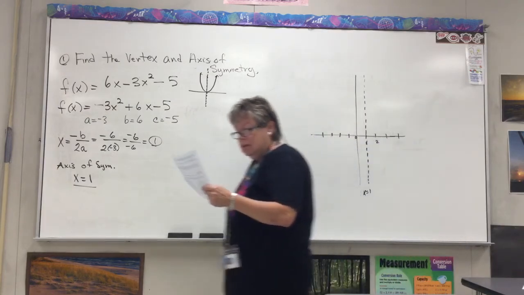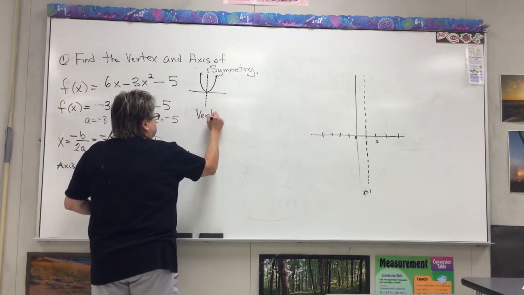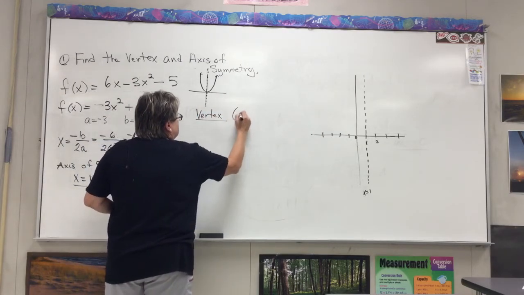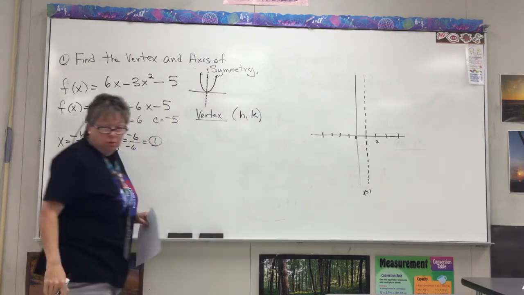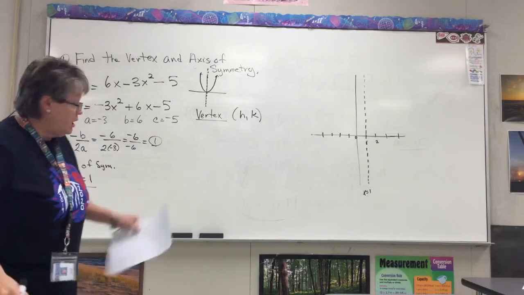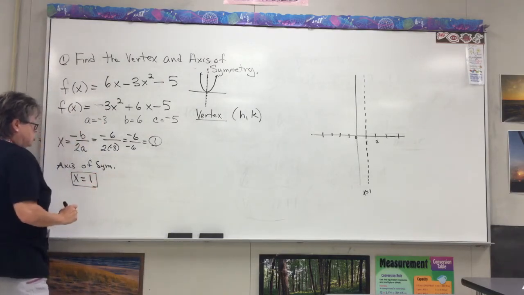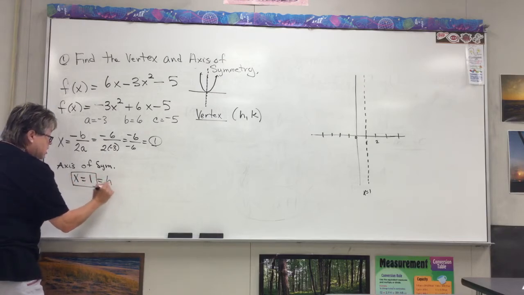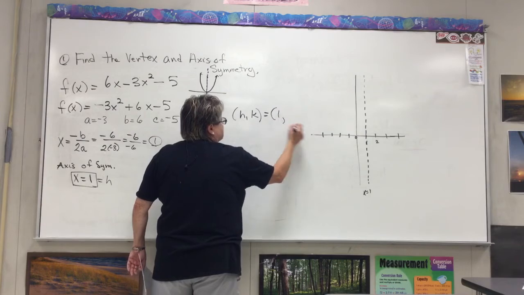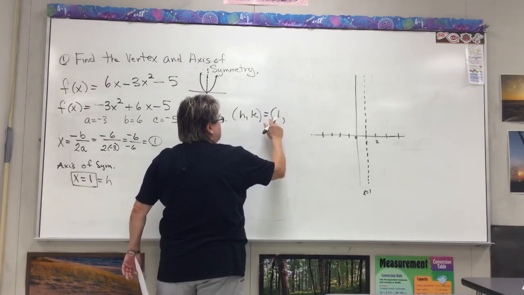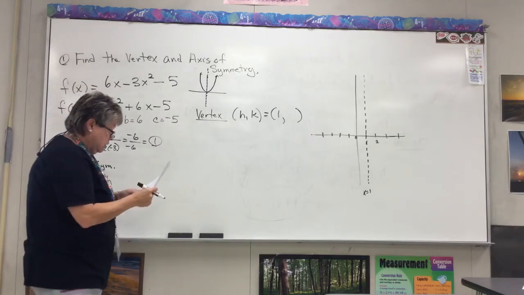Okay, so then to find the vertex, we know it as (h, k) from what we had before, in vertex form. H and K is the vertex. So this x on the line of symmetry is the same as the h in our vertex. At this point we know the vertex is going to be on that line of symmetry at 1 something. So we've got to figure out what that k value is going to be.